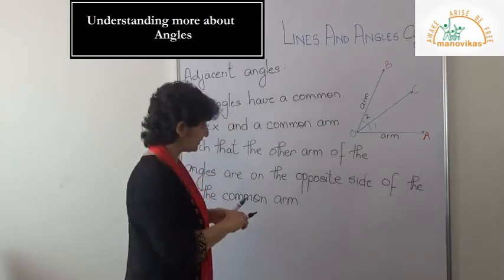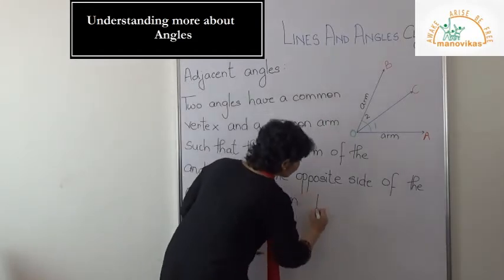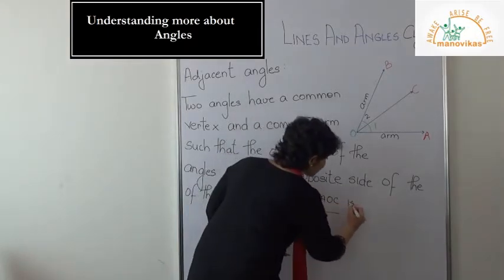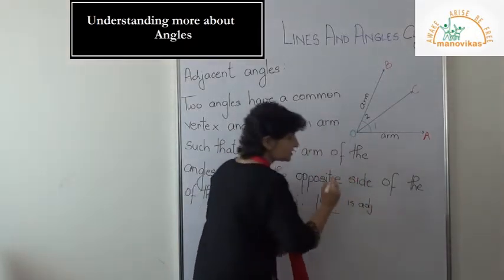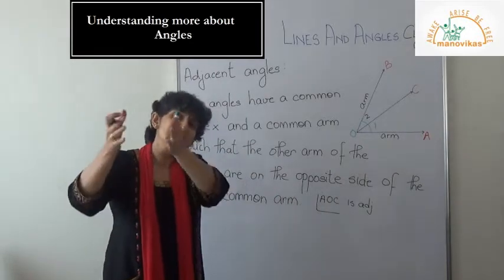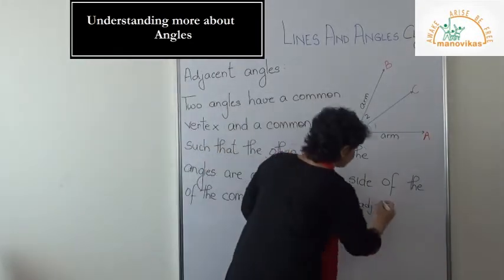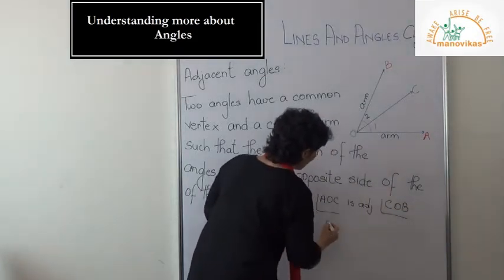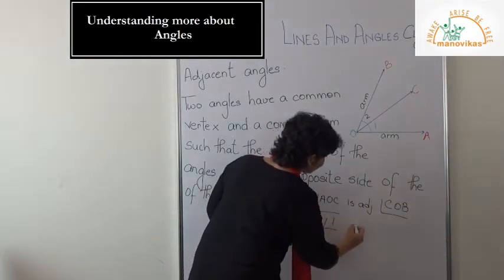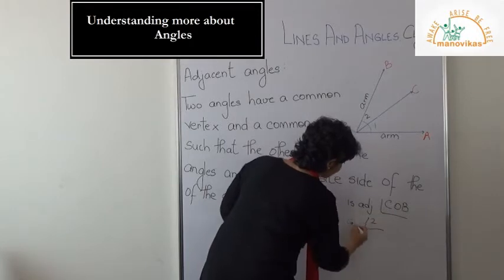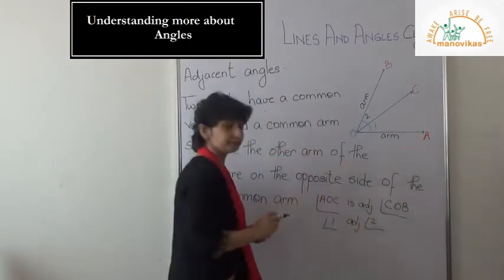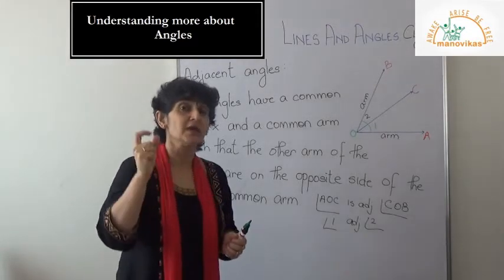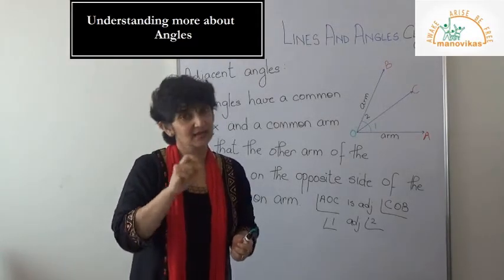Now I know angle 1, that is AOC, is adjacent to angle 2, that is COB. Is that clear? Adjacent also means the angle is next to it. Angle AOC is adjacent to angle COB. Or I can also say angle 1 is adjacent to angle 2. Is that clear? Have you understood? So now you have understood the meaning of adjacent angle.